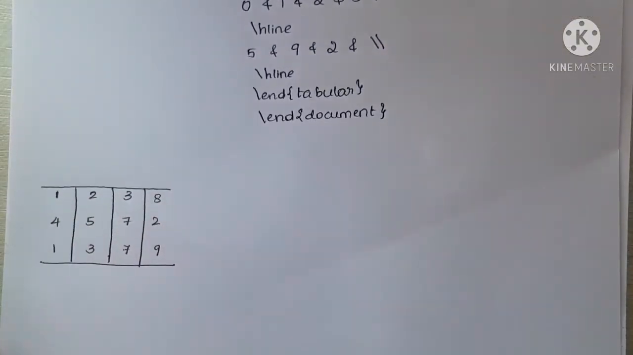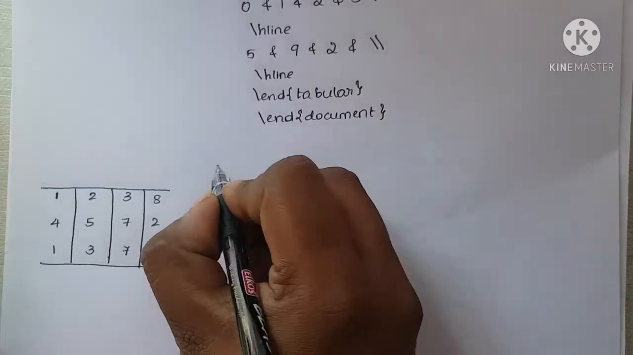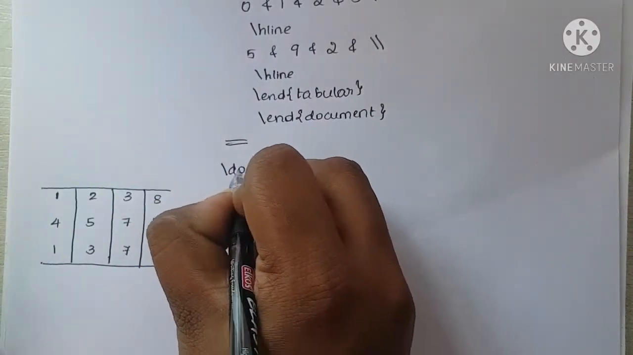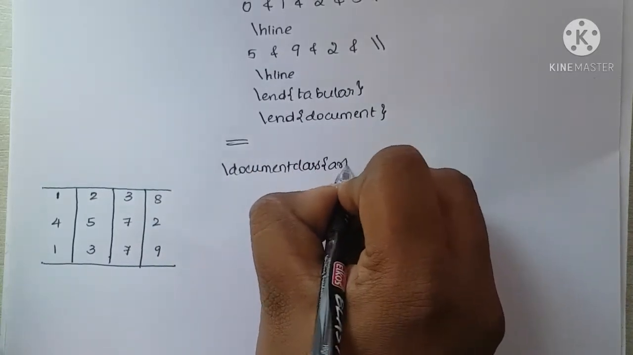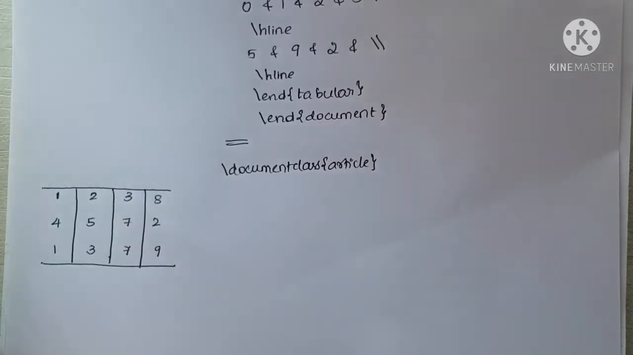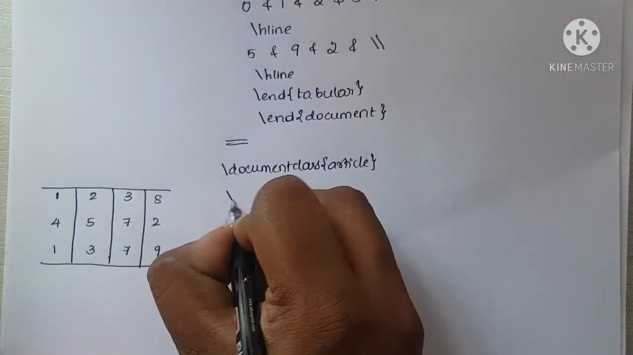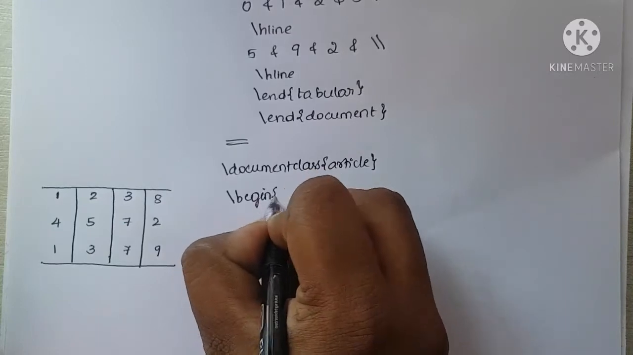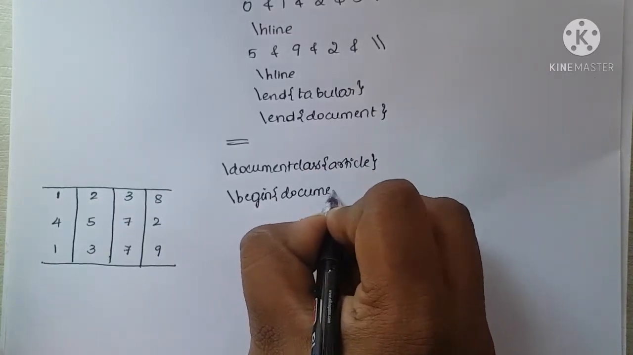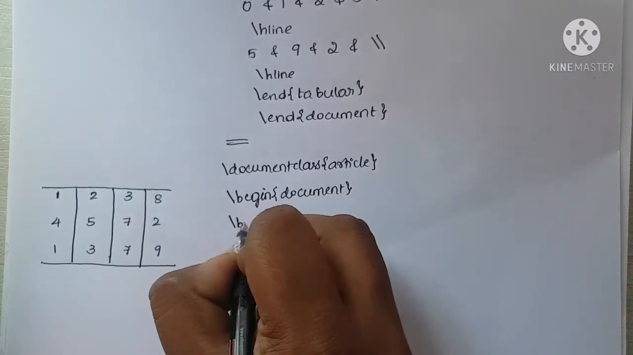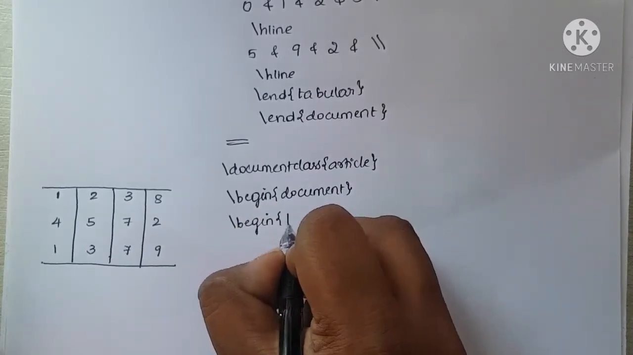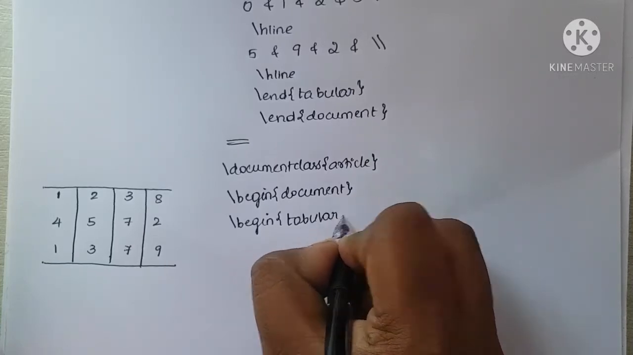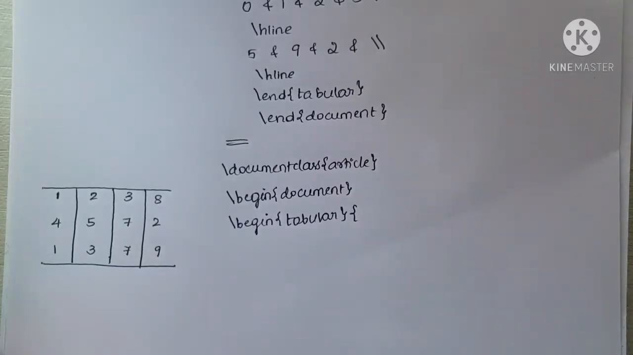So here is one more example you need to create. We shall write the LaTeX code now. First line will be \documentclass article. What will be the next line? \begin{document}. We need to begin the tabular now. If you want the output to be center, you can use center also here. \begin{tabular}. Now here comes the important thing.